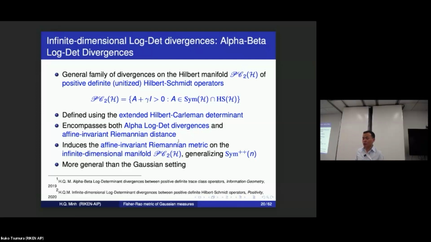And we use something known as the extended Hilbert-Carleman determinant. So this is a very general family, and it encompasses both the alpha log-det divergence I was talking about just now and the alpha invariant Riemannian distance. So it's actually a very general family of divergences. And it's more general than the Gaussian setting because we're actually talking about positive definite Hilbert-Schmidt operators.